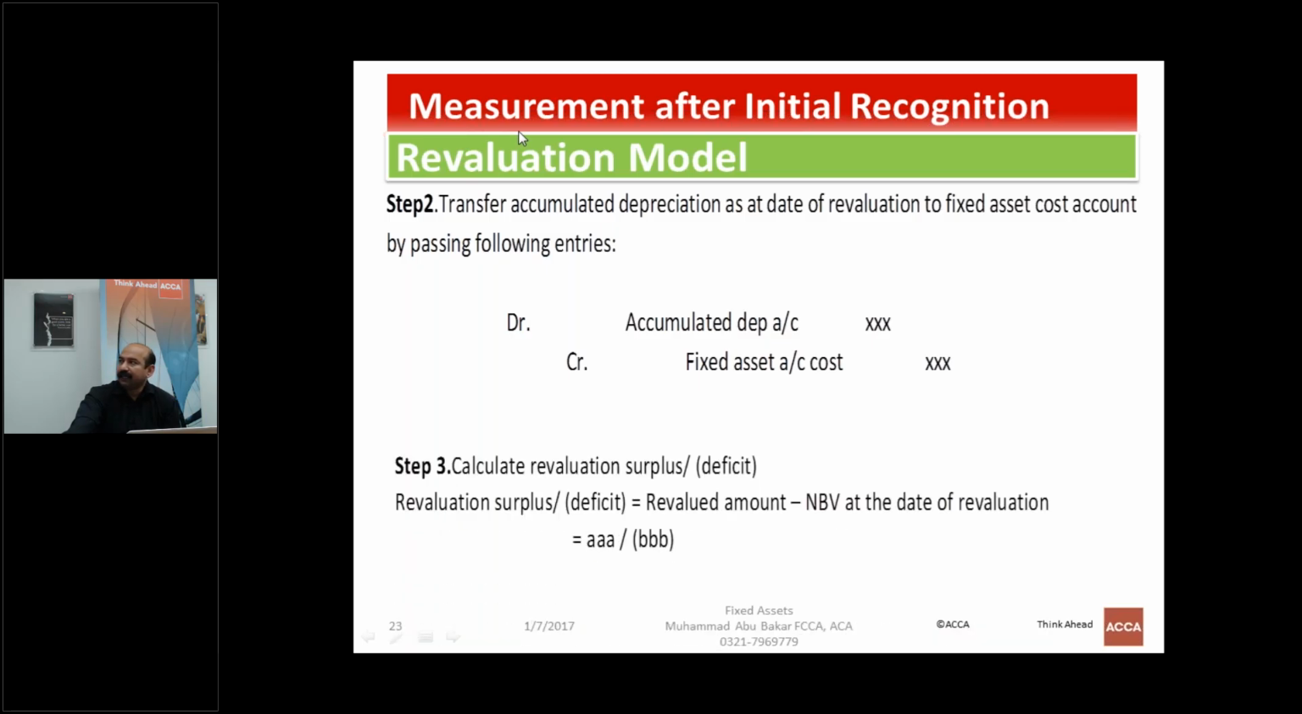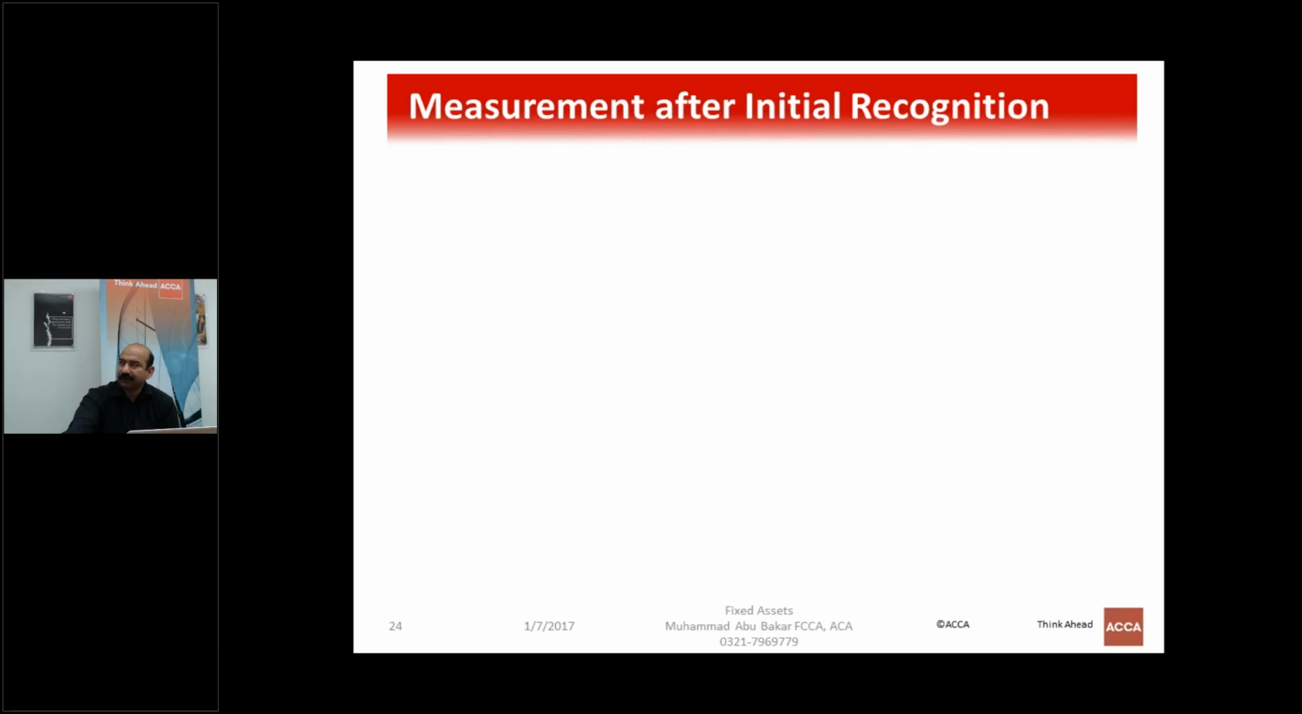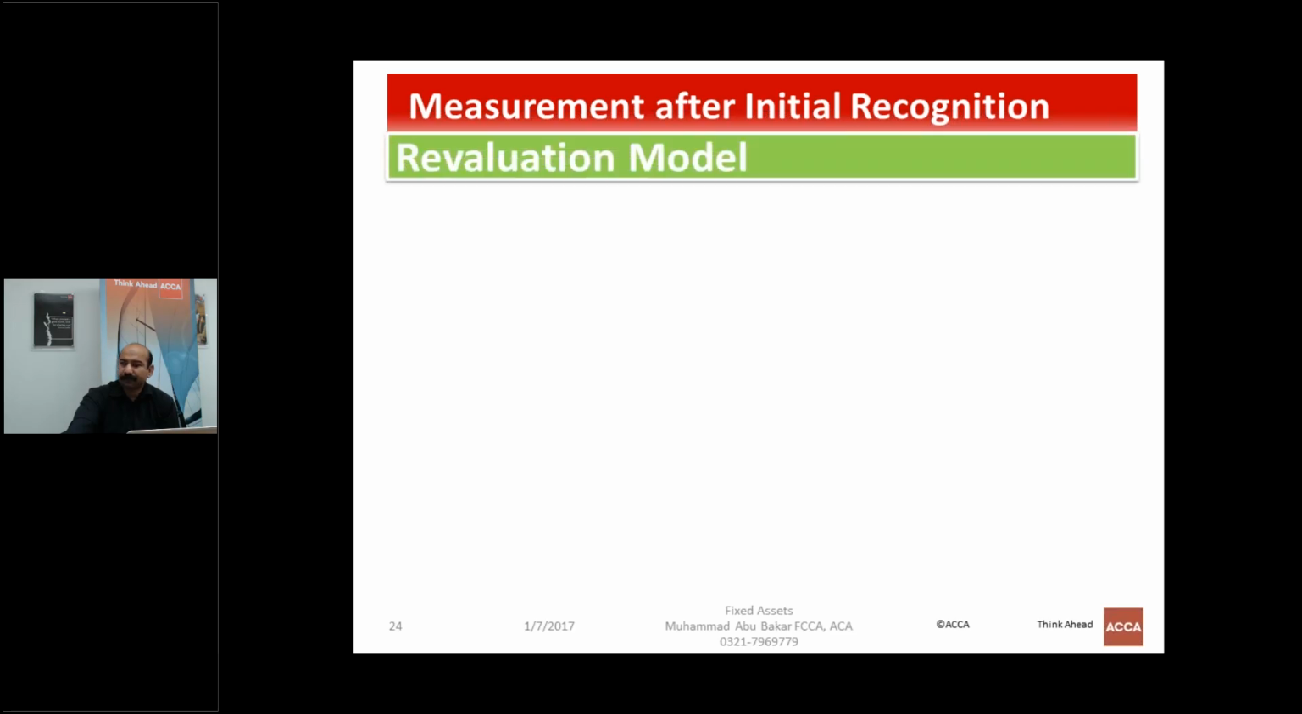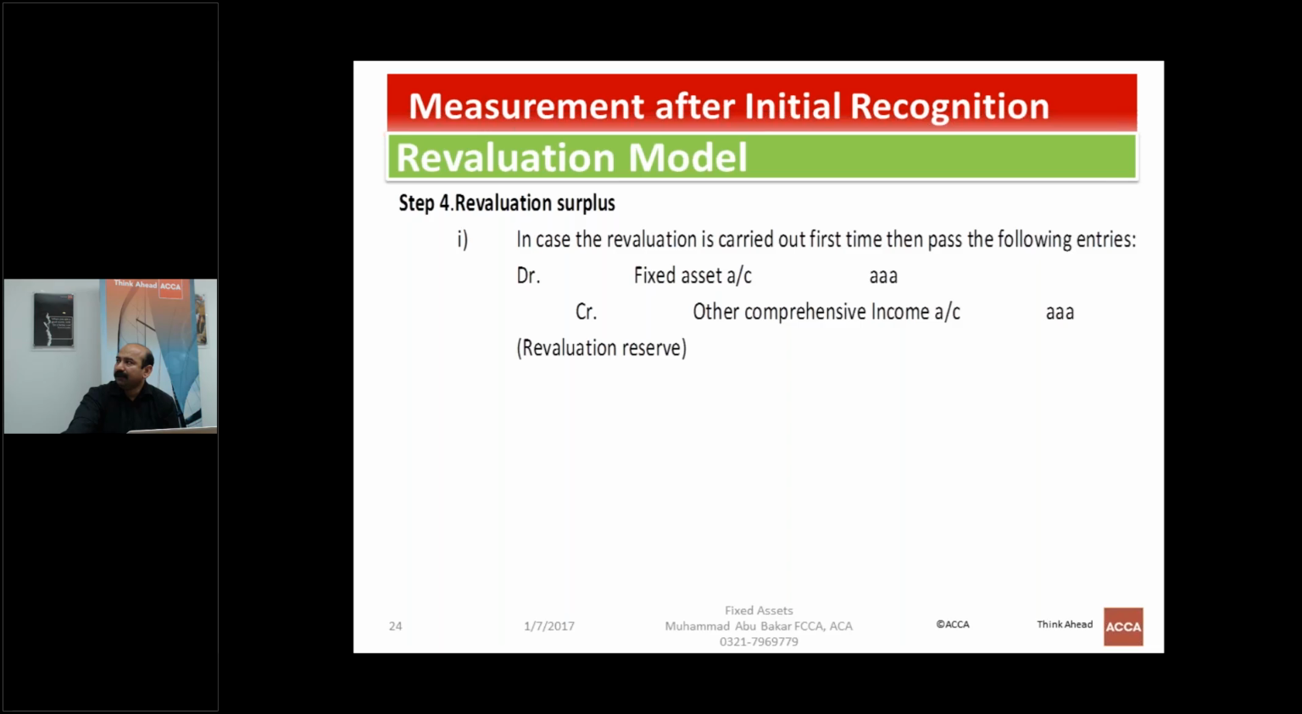Then step number 3, calculate the revaluation surplus or deficit. If you simply use this formula, you will be reaching the right figure: revaluation surplus is denominated by AAA, and revaluation deficit, if the amount is negative, is denominated by BBB. Revalued amount minus net book value at the date of revaluation. This will give you the revaluation surplus. Step number 4, you will pass this entry in case of revaluation.